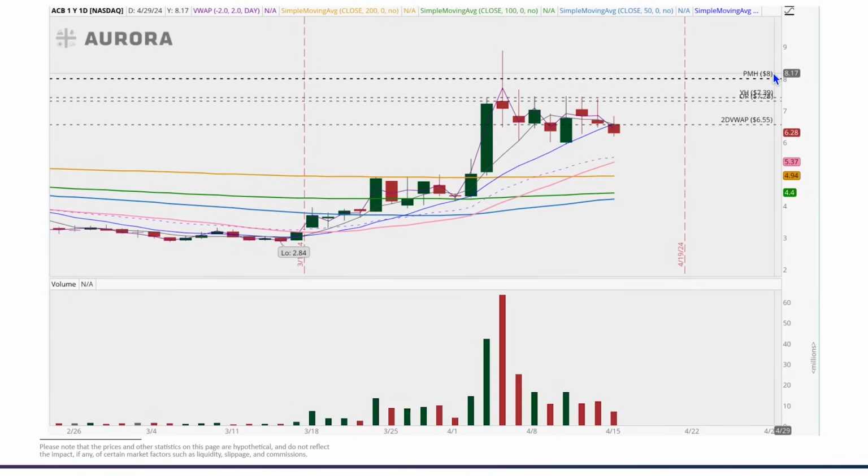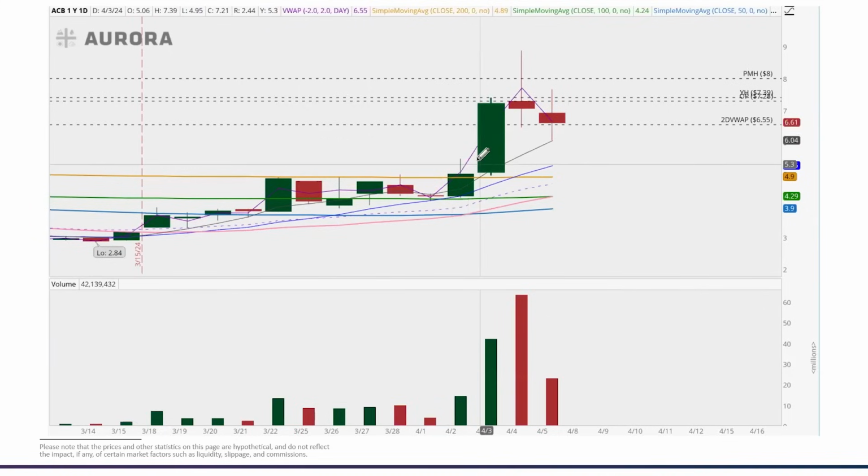ACB has 26% short interest, meaning that 26% of the tradable float is short. That is a huge amount of short interest for a stock. Anything over 10, 15%, we consider a lot.